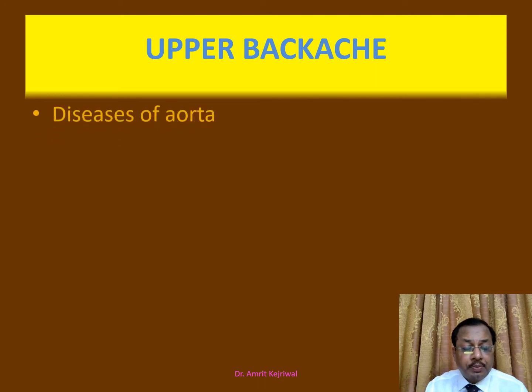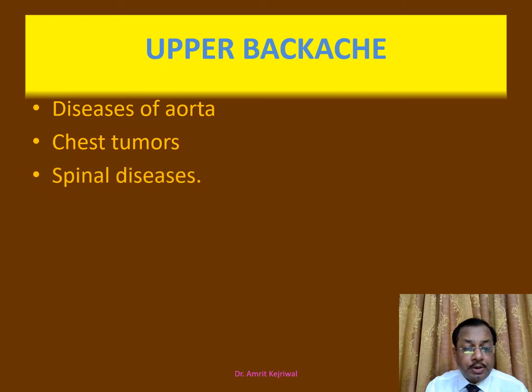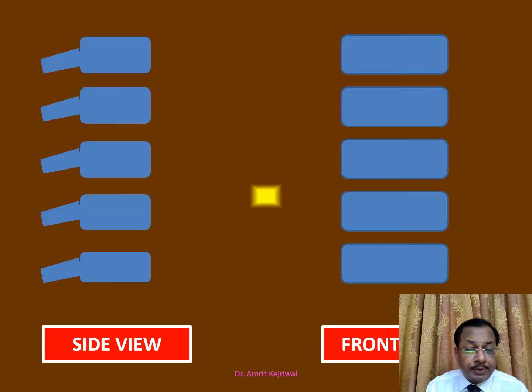Upper backache is due to the disease of aorta, chest tumors, and spinal disease. Due to the anatomy of the body, upper backache is not very commonly seen. Occasionally we do get patients, but yes, upper backache is not common, and flexibility of the spine is more at the lower part of the back, and that is why due to the flexibility we have to pay the price.